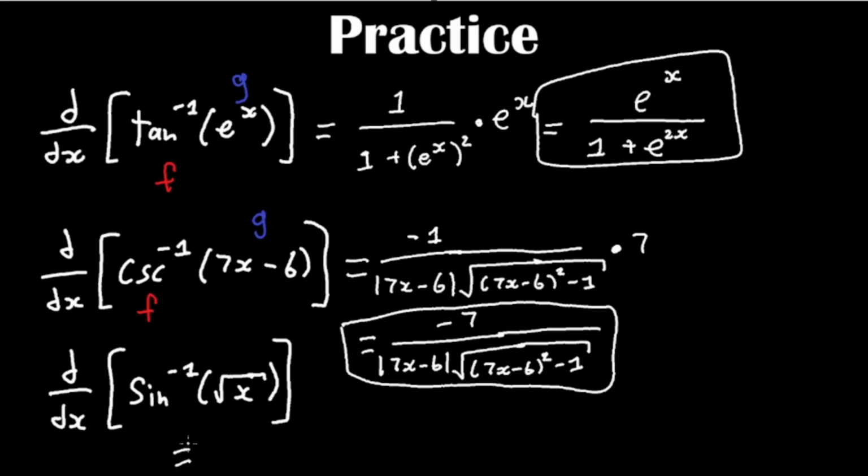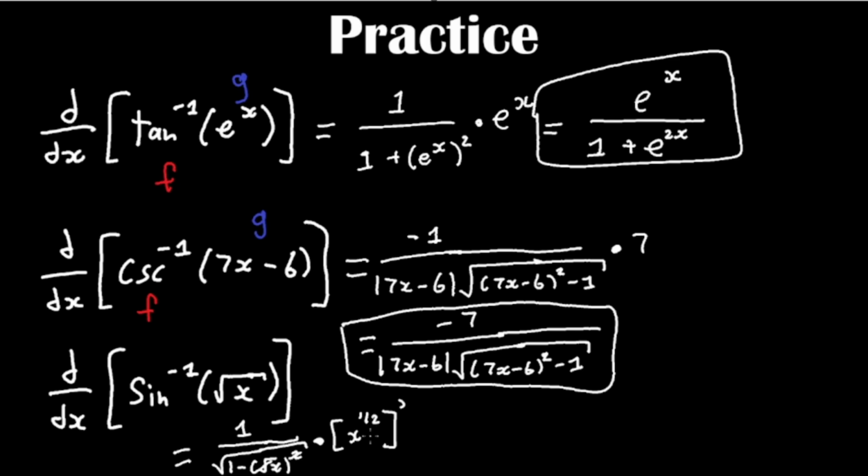So I'm not going to write it out, but our outside function is sine inverse, and our inside function is square root of x. Derivative of sine inverse of x is 1 over square root of 1 minus x squared. But we're going to replace that x with square root of x. So square root of x squared. The square root and the squared will cancel. And then on the outside, we need to multiply it by the derivative of square root of x. So that's the derivative of x to the 1/2 power. That's my prime symbol for derivative.